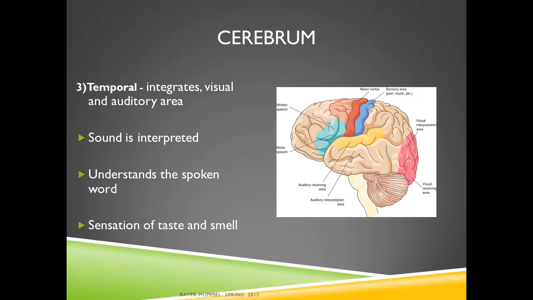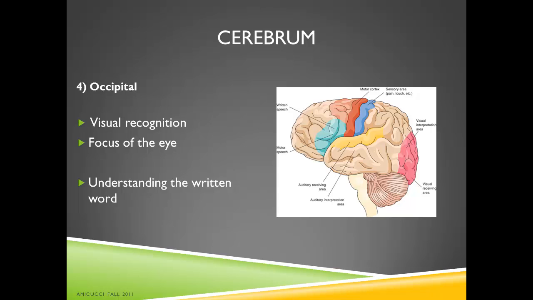Cerebrum, temporal lobe. This area integrates visual and auditory area. This is where sound is interpreted. This is where the understanding of the spoken word originates, and sensation of taste and smell. So if a patient has trauma to this area, these are the functions that will be affected. Cerebrum, occipital area. This is where visual recognition and focus of the eye occurs, understanding of the written word. So again, with injury to this area, the patient will have impairment to vision.